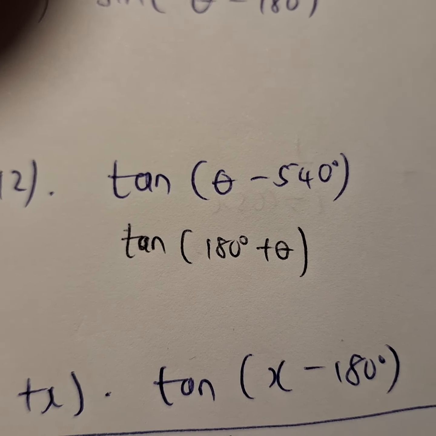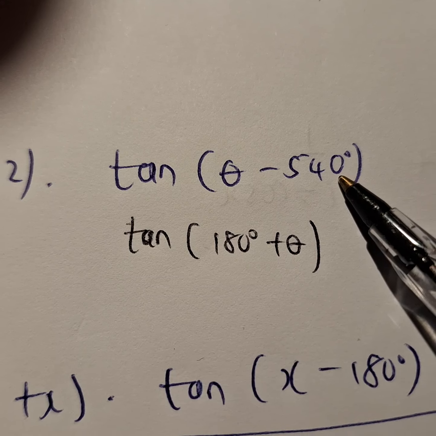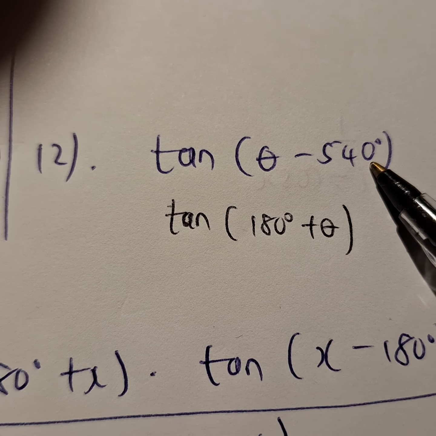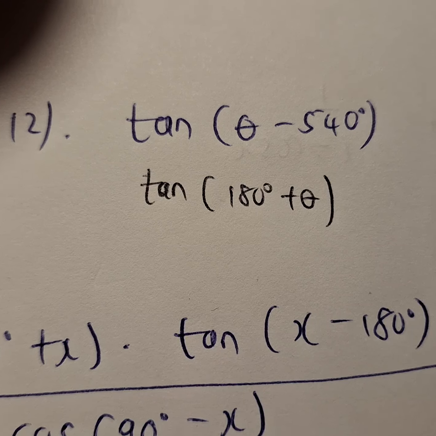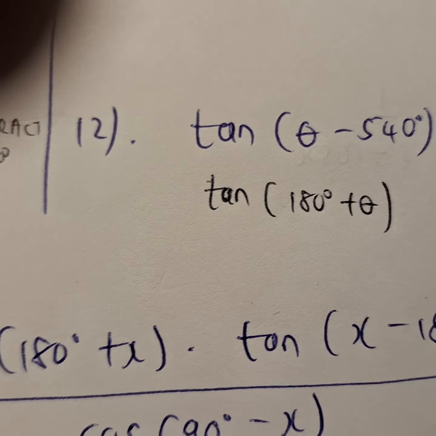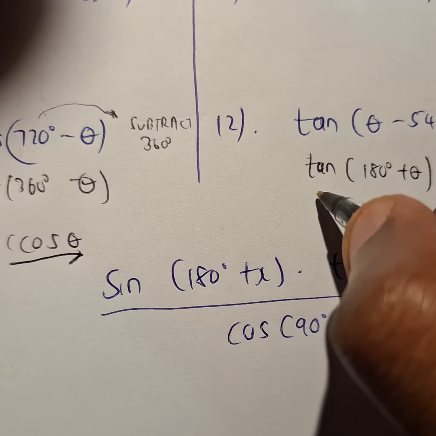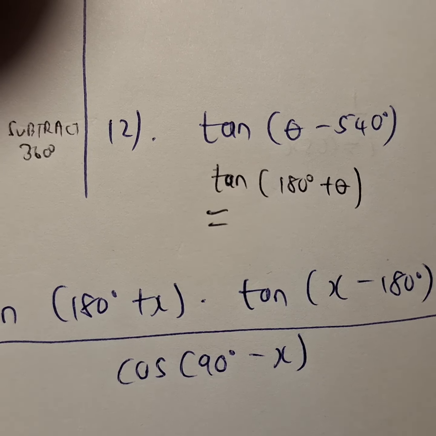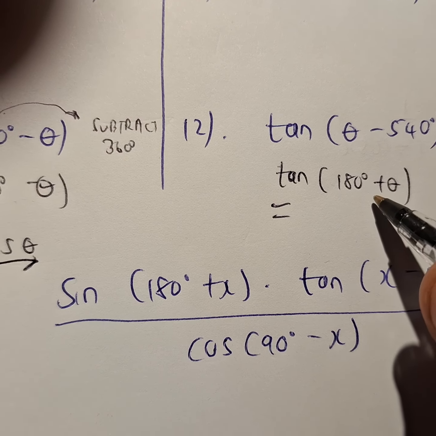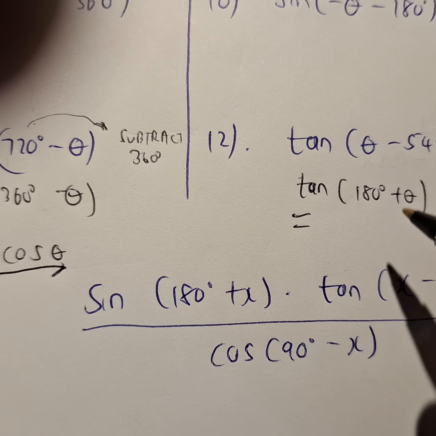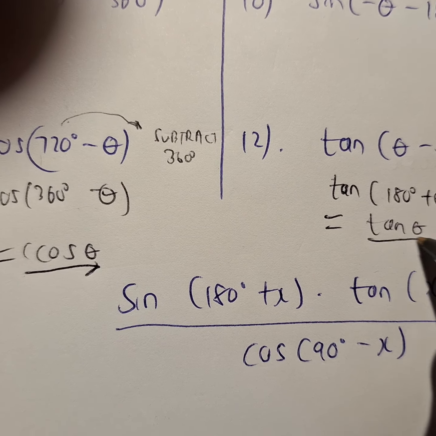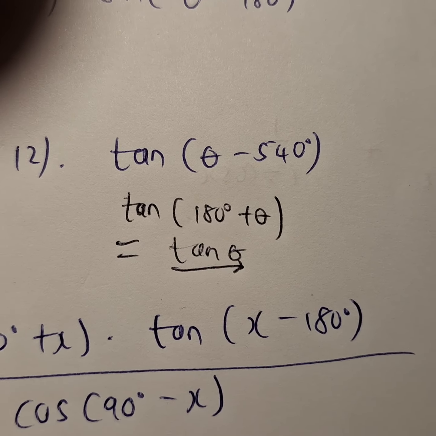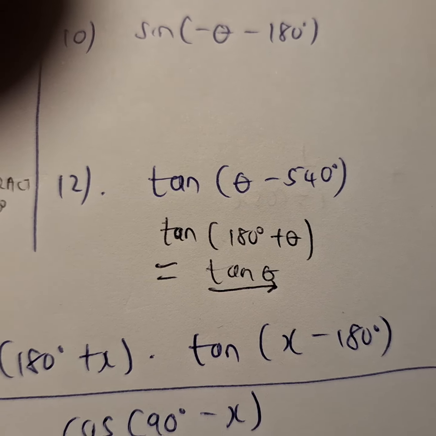You add 360 the first time, you get negative 180. You add 360 again, you get positive 180. And it's this 180 plus theta that I'm going to evaluate. 180 plus theta is in which quadrant? Yes, you're correct, it's in the third quadrant. How is tan? It's positive. So guys, this is how we do these.